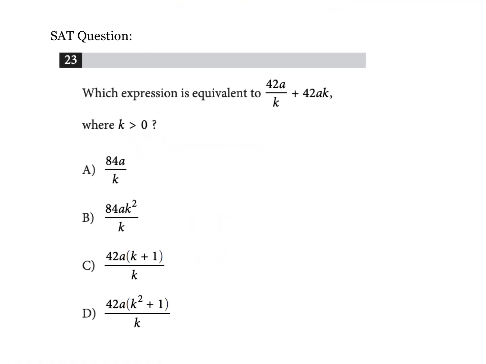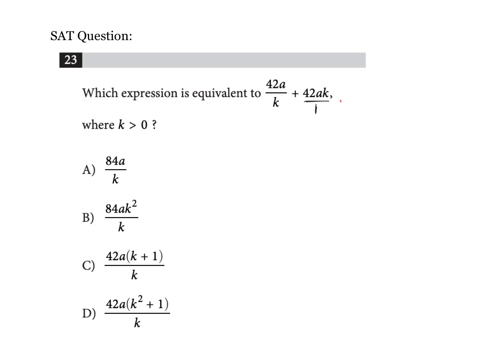SAT question 23 out of 27. This one's kind of a harder one. And they're saying which expression is equivalent. So any ideas what we could do to look at what they did? Do you agree they took these two things and they made them one? How can I add two fractions? What do we need? We need common denominators. What would that denominator need to be?